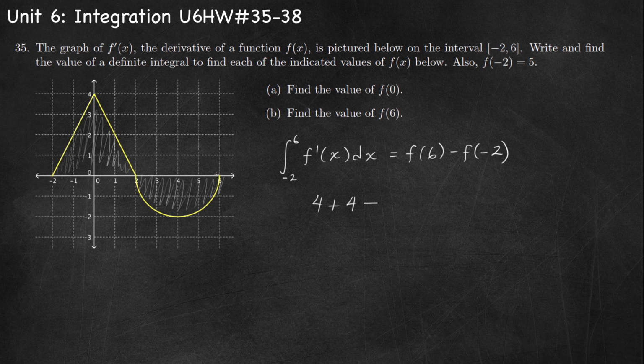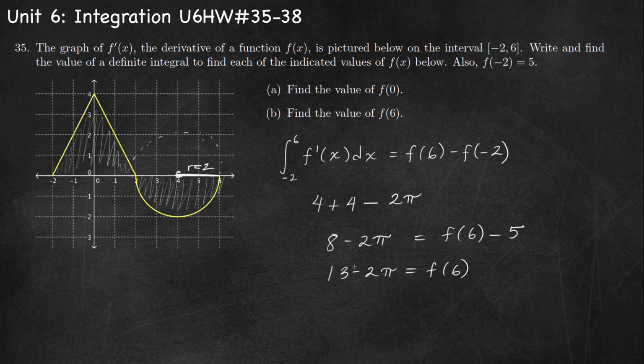And we have a semicircle here. The radius of the circle is 2. And so the area of the entire circle, if I drew the entire circle, would be pi times 2 squared, or 4 pi. We only have half the circle, so that area is 2 pi, and it's -2 pi because it's below the x-axis. So 8 minus 2 pi equals f of 6 minus f of -2, which we know is 5. Now I'm going to add 5 to both sides of the equation, and I get 13 minus 2 pi equals f of 6.